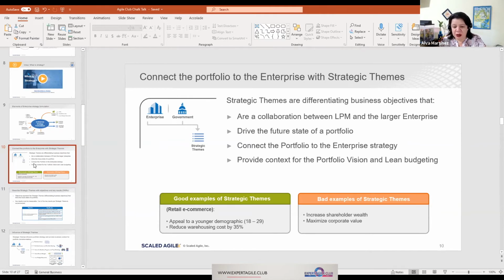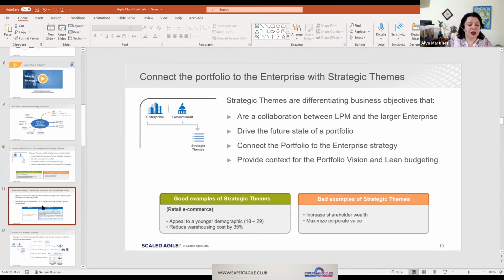So the idea of defining the strategic themes is exactly that, to define what the strategic themes will be. Again, as usual, there are good examples and bad examples of strategic themes. As you can see, the difference between these two concepts is that one is set up with numbers. Because if we cannot measure or put objectives, it's very difficult to see whether we are really improving.